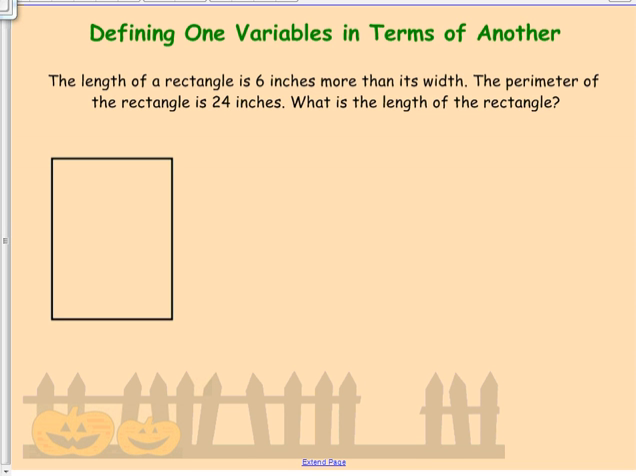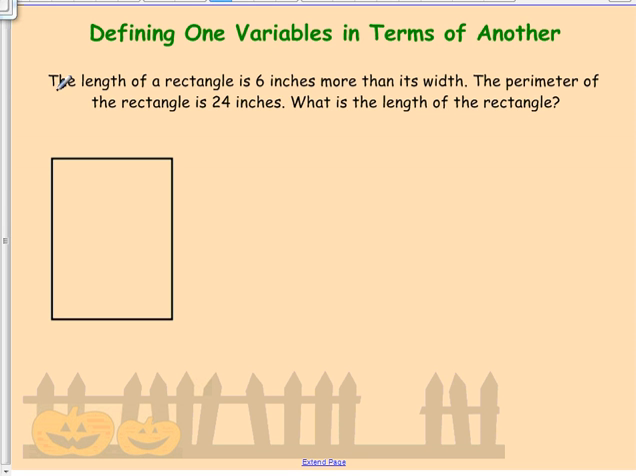Alright, so we've been talking a lot about equations and working with a lot of them. Today we are going to be taking that a step further, and we're going to be talking about equations with actual problem solving and word problems. Alright, so the first is defining one variable in terms of another.